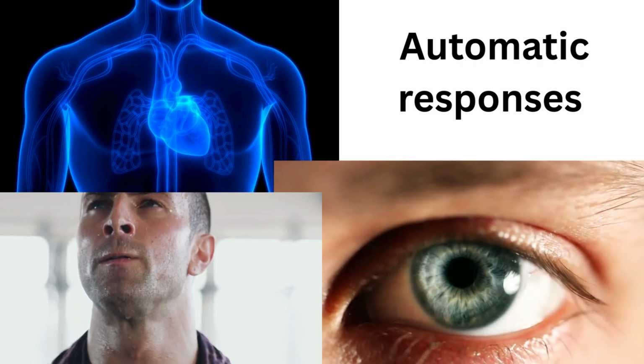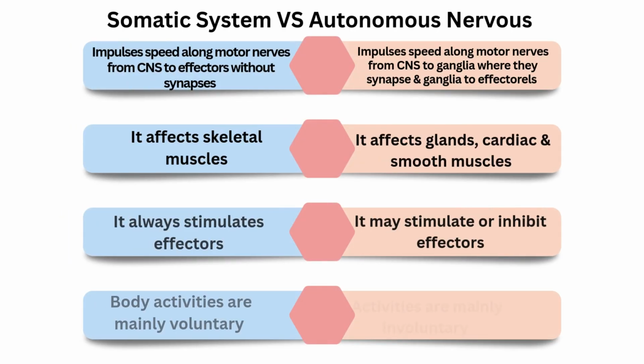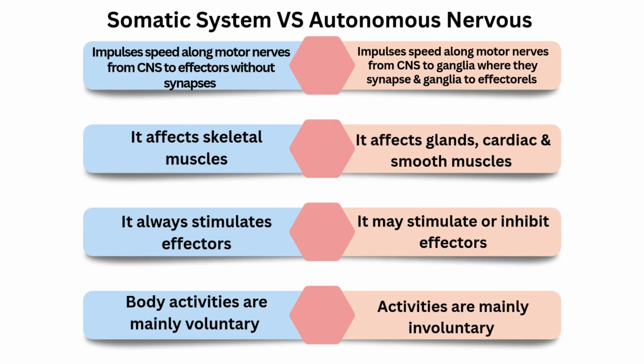Now, the differences between the somatic and the autonomic nervous system. Number 1. In the somatic nervous system, impulses speed along motor fibers that extend from the central nervous system to effectors without a synapse or without a ganglion. However, in the autonomic nervous system, impulses speed along motor fibers that extend from the central nervous system to where they synapse, and from the ganglia to the effectors.